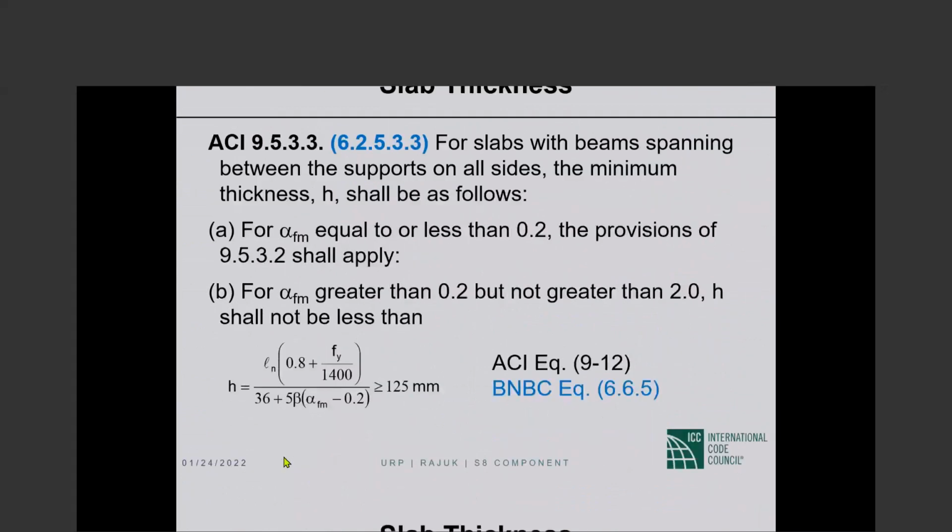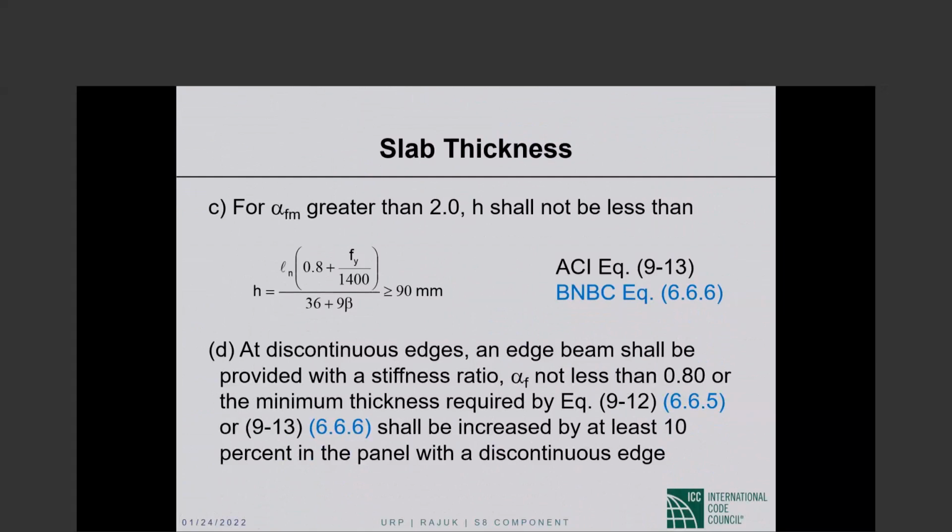Okay, so then if the beams are very stiff, alpha sub fm greater than 2, then the expression changes to what you see. Sorry. Then the expression changes to what you see in the picture. Now the minimum is 90 millimeters.